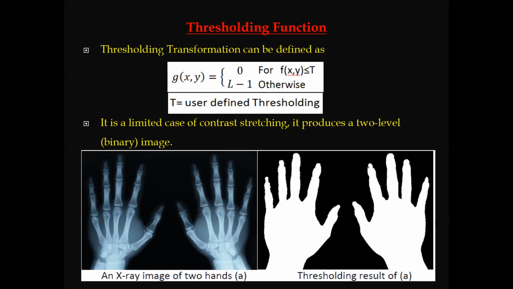Here, g is the output image and f is the input image. So the output image can be obtained from the input image by taking some user defined threshold value. Generally, thresholding is a limiting case of contrast stretching. It produces a 2-level image. Once contrast stretching produces a two-level image, it is known as a thresholding function. Here you can see the first X-ray of two hands. Whenever we perform thresholding on this first image, you will get two hands like this, consisting of white and black only.